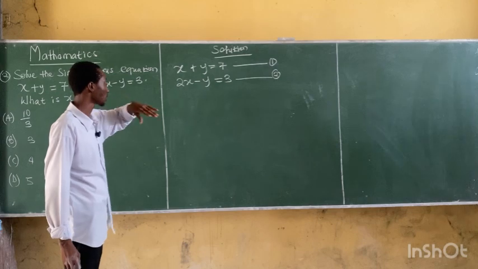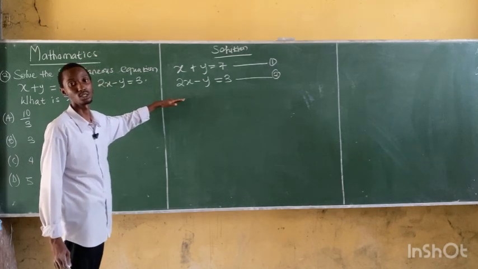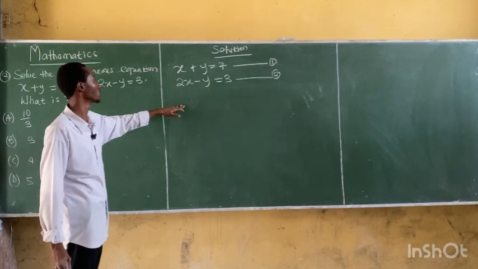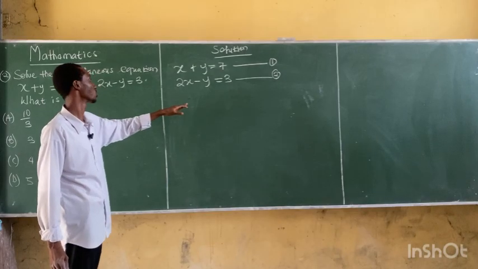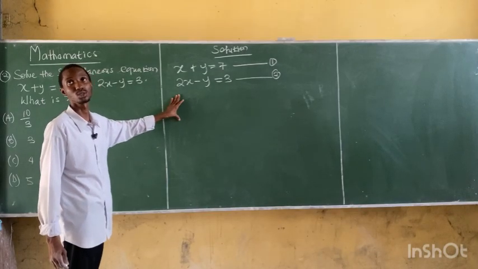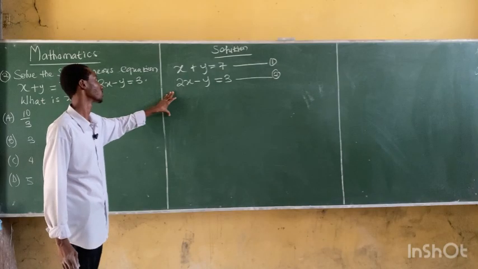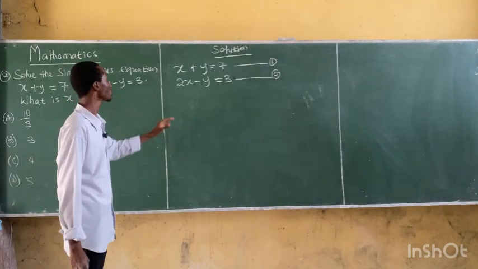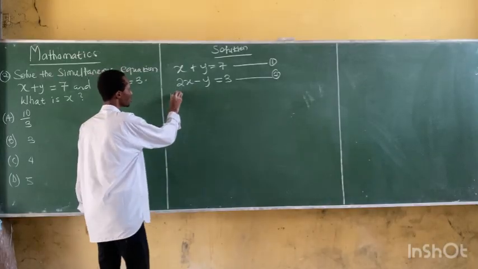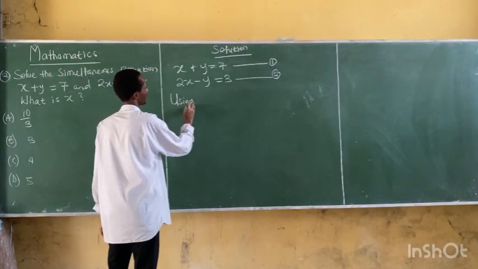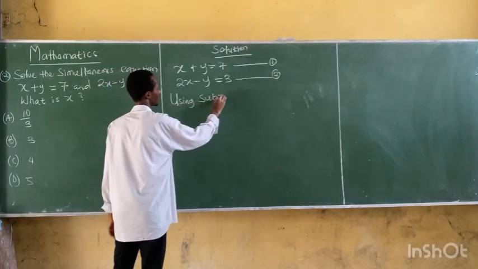Now, to do that, we have about 3 methods of solving simultaneous equation. The first method is the substitution method. The second method is the elimination method, and the third method is called the graphical method. So let's solve this equation using the substitution method.